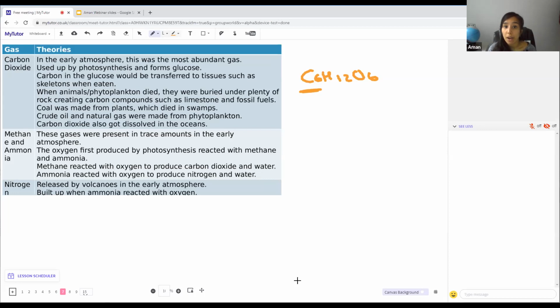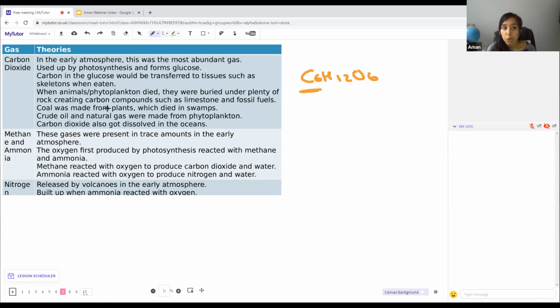So a lot of that carbon would be eaten, or if it's not been eaten, when they die, it would get buried under plenty of rock. And hopefully you remember from a couple of weeks ago that we looked at fossil fuels and the burning of hydrocarbons, and you'll remember that many of the fossil fuels come from carbon. So when these animals died, if they weren't eaten and they were allowed to decompose, then the carbon compounds would get buried under plenty of rock, and that created our fossil fuels.